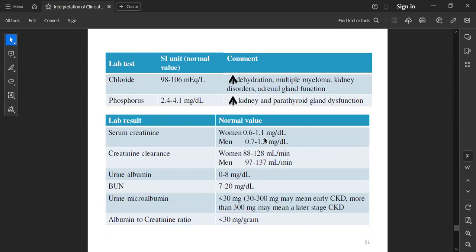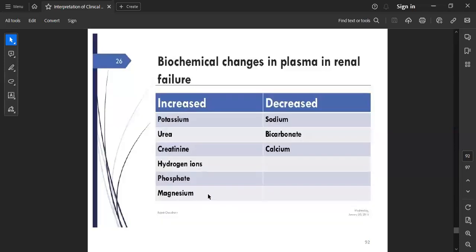These are now other ions, chloride, phosphorus, and they are now the normal values. So this one will be quite important to know.